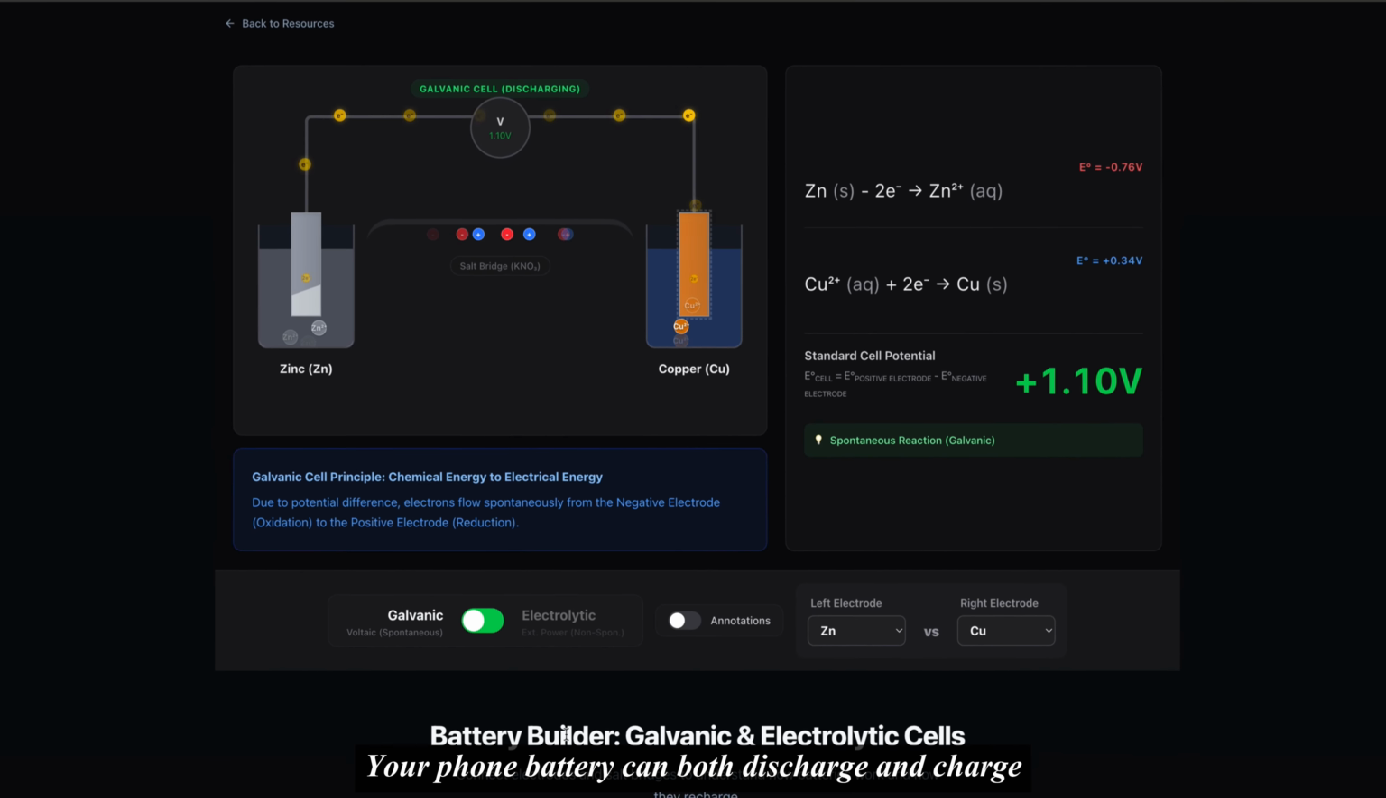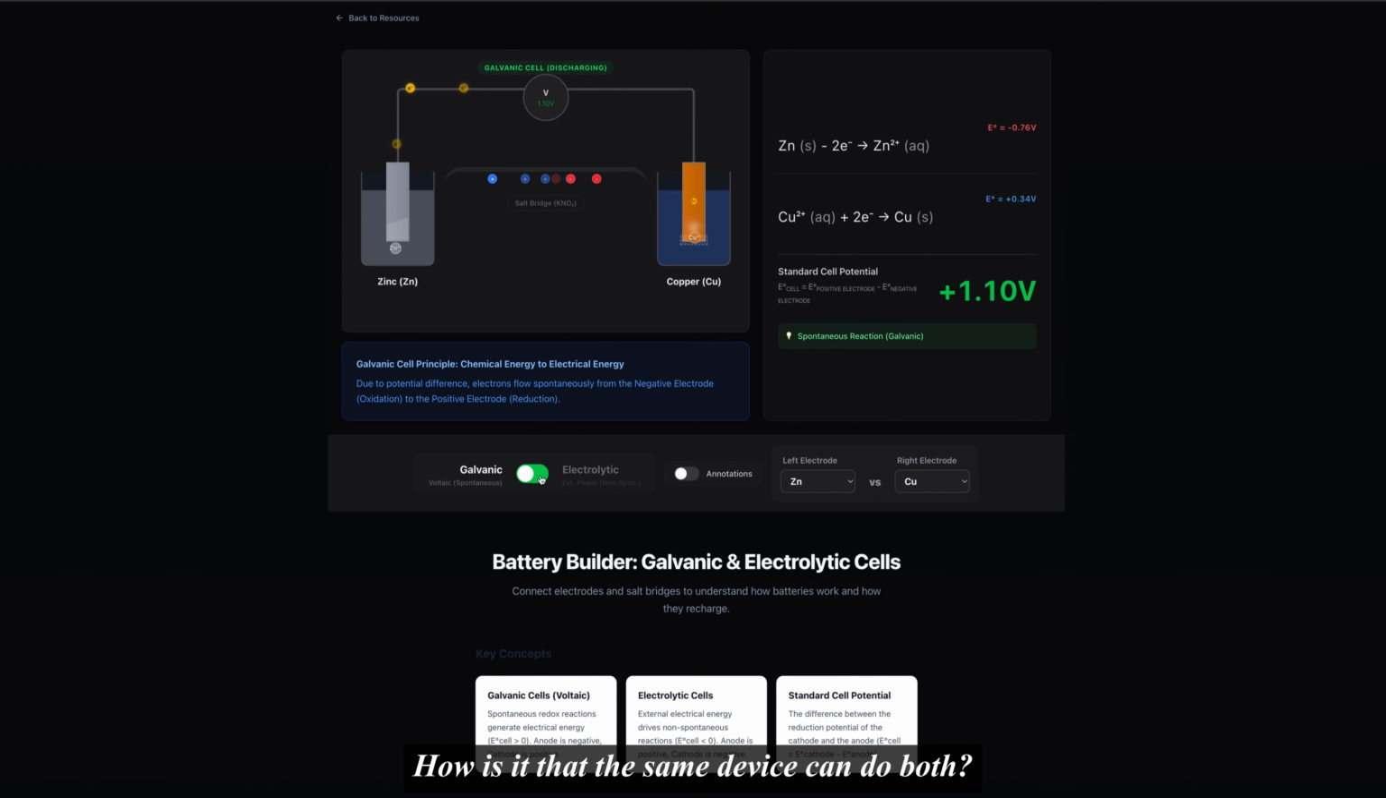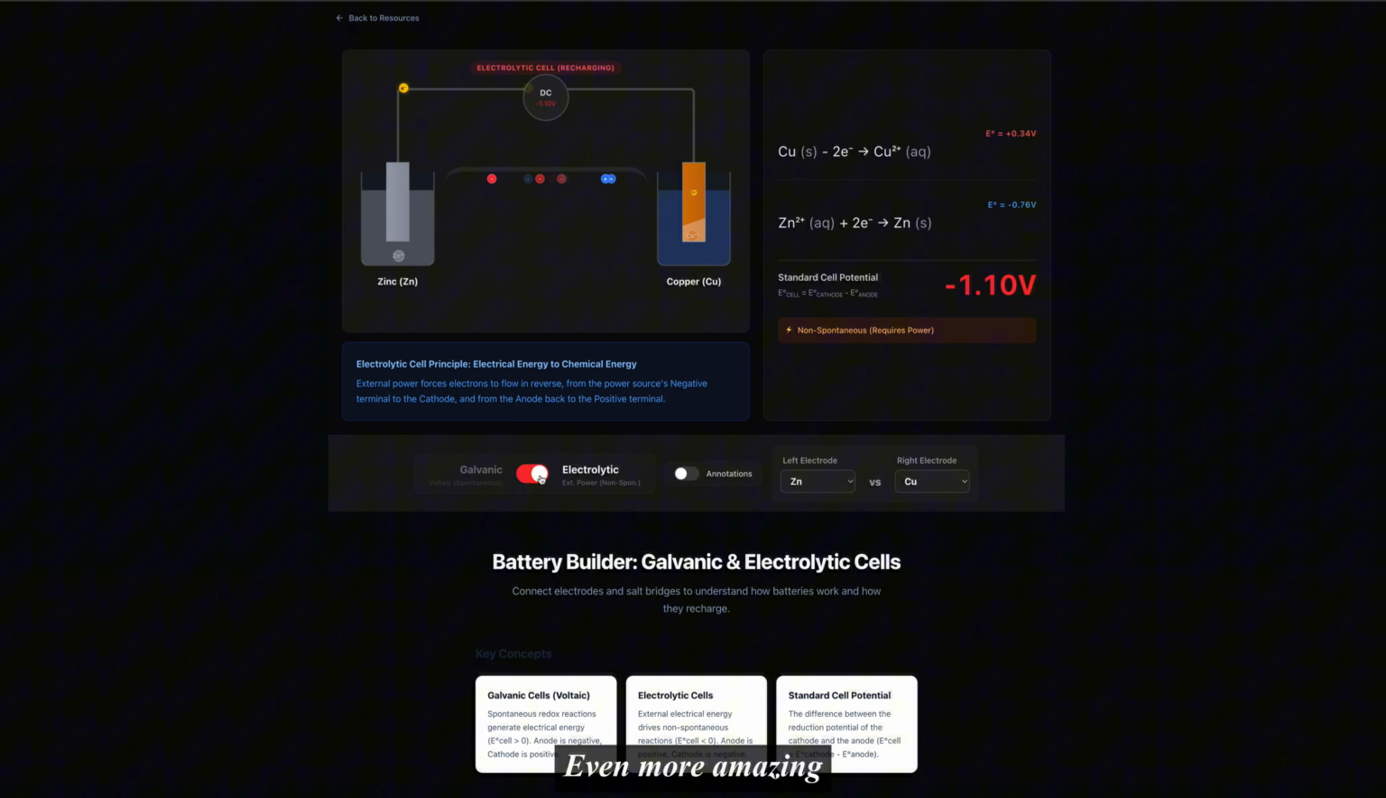Your phone battery can both discharge and charge, two seemingly opposite processes. How is it that the same device can do both? Even more amazing, when discharging, it's chemical energy to electrical energy. When charging, it's the reverse, electrical energy to chemical energy.